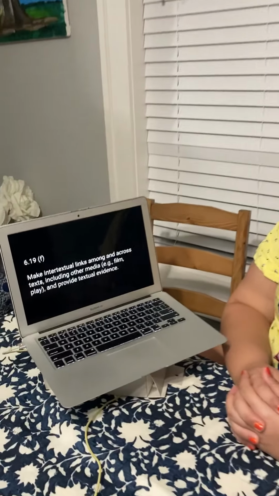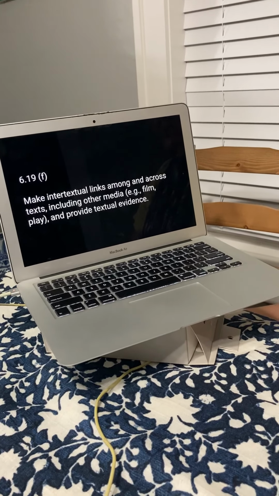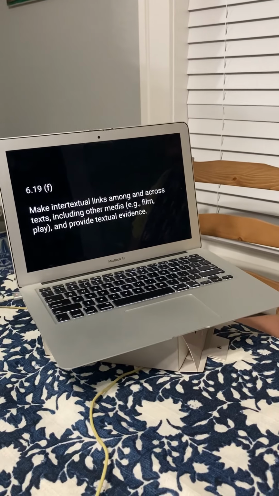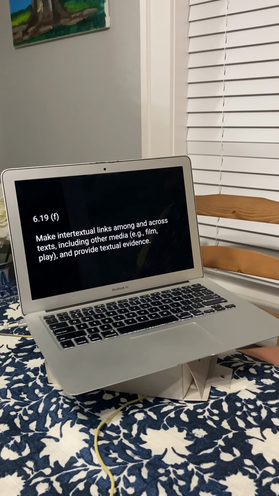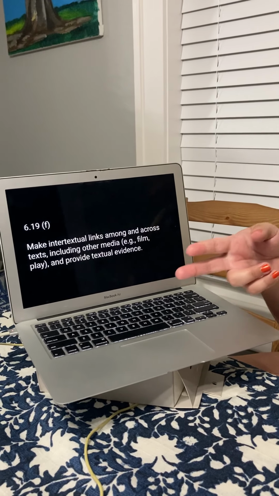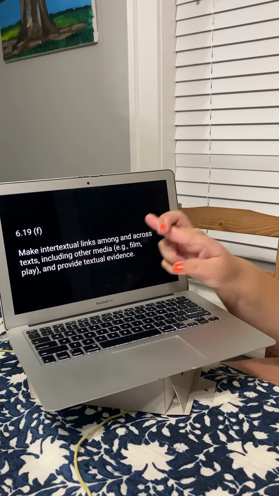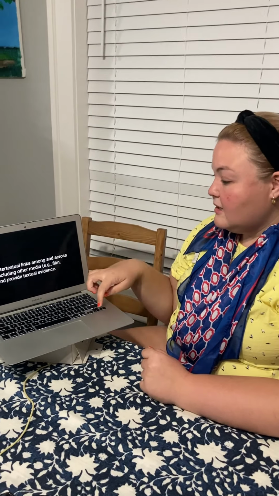Just go ahead and get that out while I read to you our TEK for the day, which is make intertextual links among and across texts, including other media, e.g. film, play, and provide textual evidence. The part we're going to be focusing on is intertextual links among and across text. So intertextual links just means, inter means between text. So we're making links between the two texts.